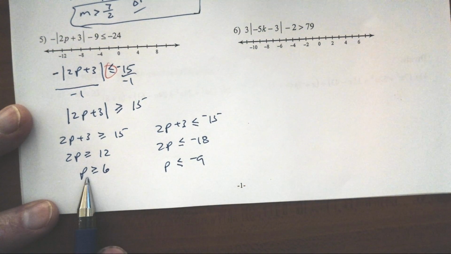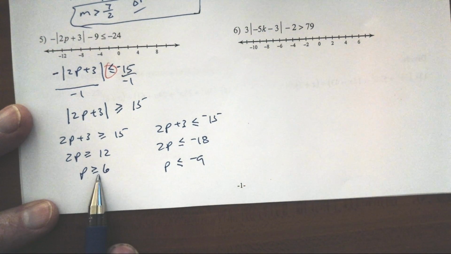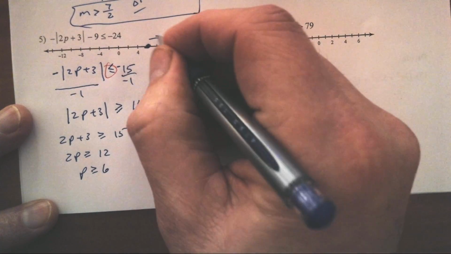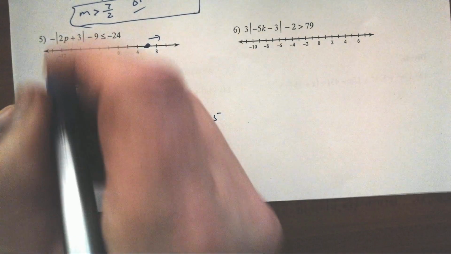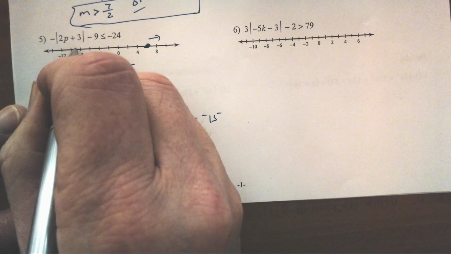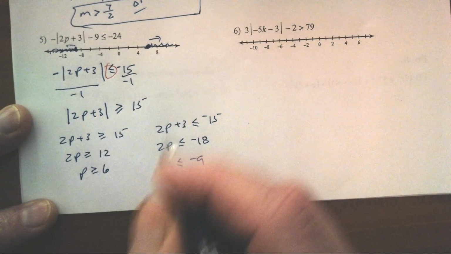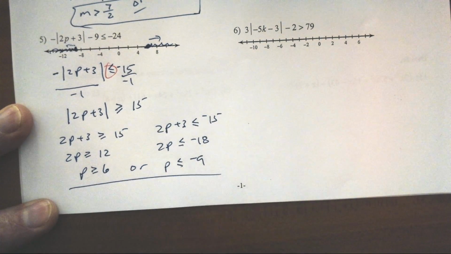So p greater than or equal to, now I can touch 6 right here, and I can be bigger. I can touch negative 9. Let's see, this would be negative 10, negative 9, and I could be smaller. So again, this is an outside shading. That makes this an OR problem.